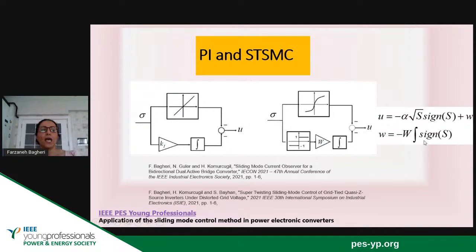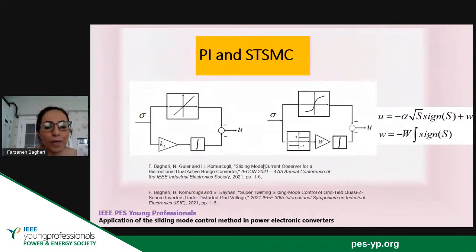It has two terms. We can find some similarities between the super twisting sliding mode control and the PI controller. You know that the PI controller is a linear controller, and it has two terms, the proportional part and the integral part. In the super twisting controller, we also have two parts. However, it is a non-linear controller. In the proportional non-linear part, we have the square root of the sliding function times sign of s, and in the second term, we have the integral of sign of s. Because of using the integral of sign of s, we make this control input continuous.